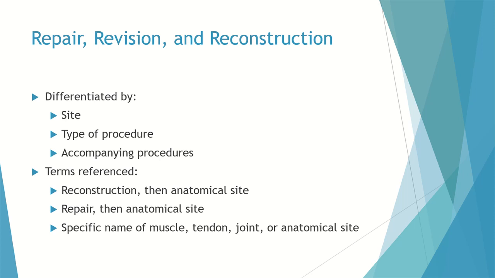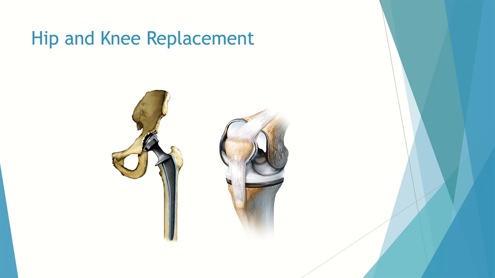Repair, revision, and reconstruction. This is differentiated by the site, the type of procedure, and the accompanying procedures. Terms referenced are reconstruction, then anatomical site, repair, then anatomical site, and specific name of the muscle, tendon, joint, or anatomical site. Here is an image of a hip and knee replacement.